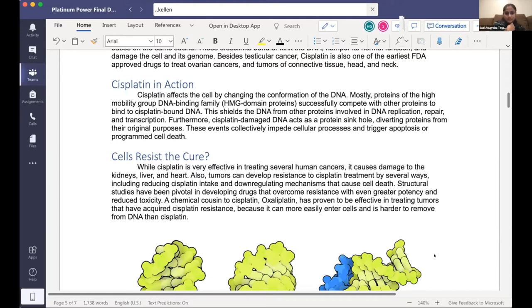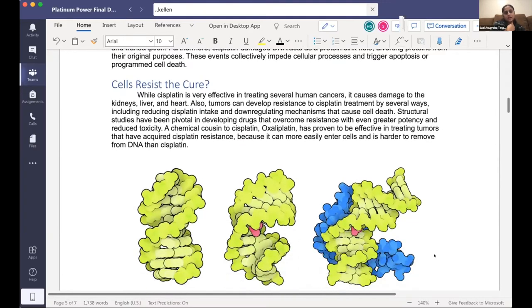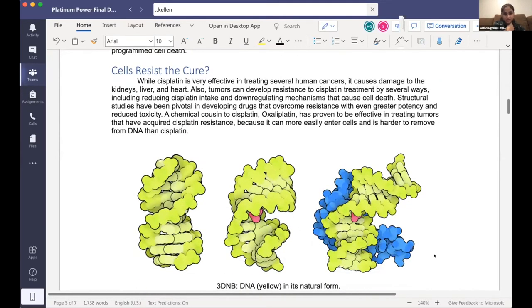These events collectively impede cellular processes and trigger apoptosis or programmed cell death. And then we slowly get into how cells resist cisplatin treatment. While cisplatin is very effective in treating several human cancers, it causes damage to the kidneys, liver, and heart. Also, tumors can develop resistance to cisplatin treatment in several ways, and we've included a couple of mechanisms there, including reducing cisplatin intake and downregulating mechanisms that cause cell death.